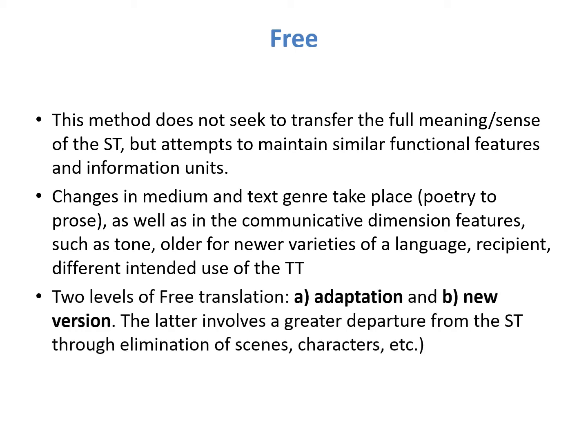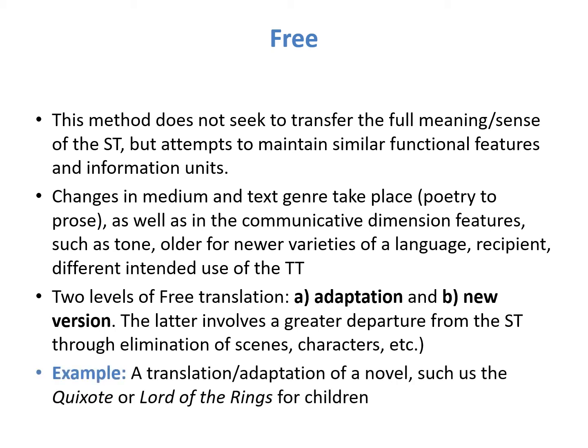There are two levels of free translation identified by Amparo Hurtado-Albir: A, or first, the adaptation, and B, a new version. The second, the new version, involves a greater departure from the source text through elimination of scenes, characters, etc. Examples of this implementation could be, for instance, the free adaptation of a novel. As you can see, the limits between translation and adaptation are blurred in this third translation strategy proposal.